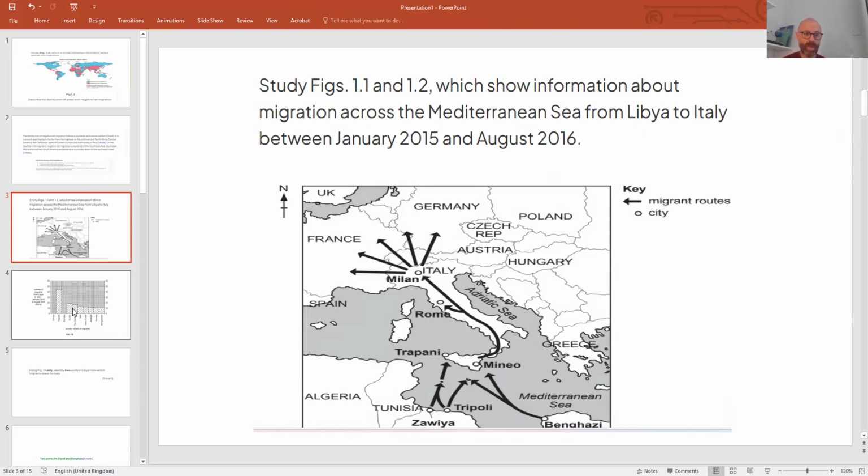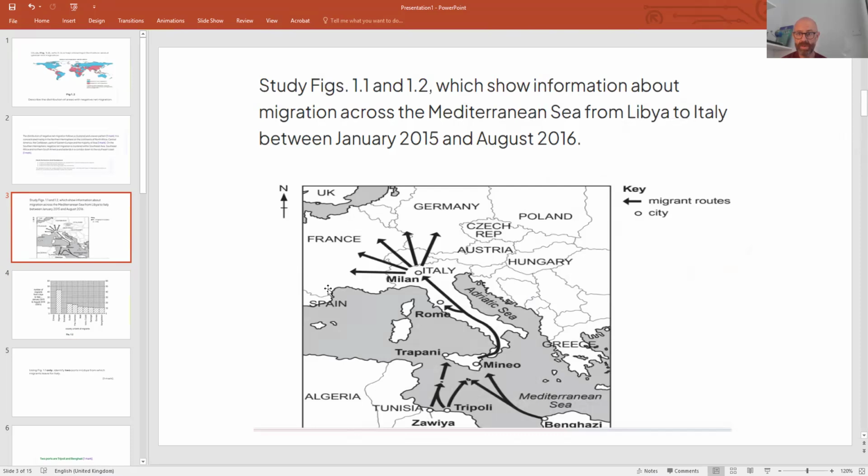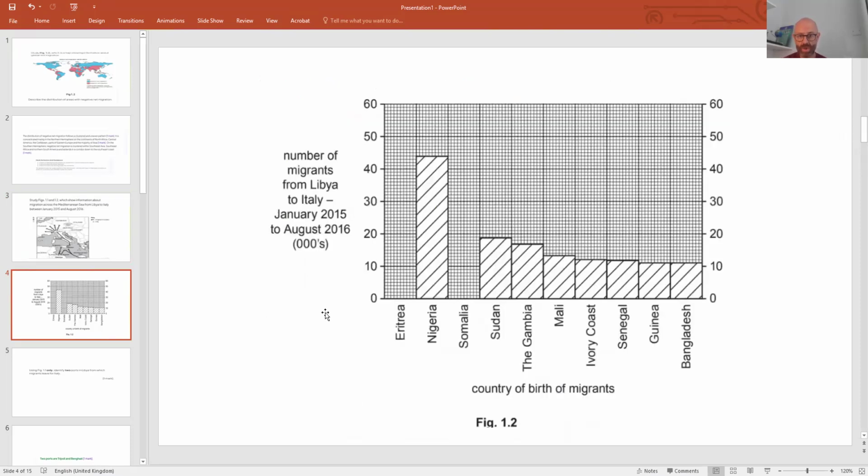Okay, let's have a look. We've got the second figure. The second figure is number of migrants from Libya to Italy, same data, but we're getting this information now in numbers. That just shows us the flows. This shows us the numbers. We have a bar chart. We can already see that we have two data sets missing. That will come into play.